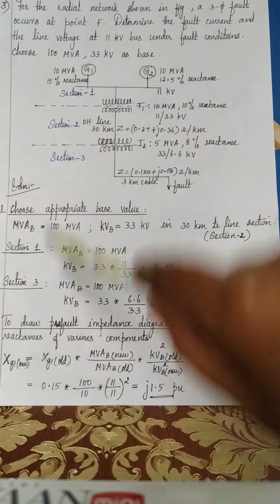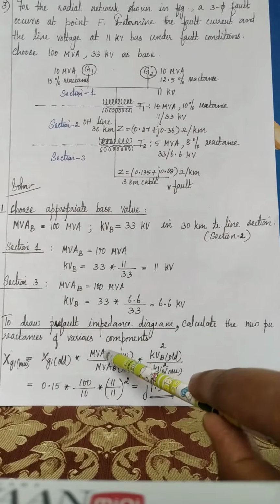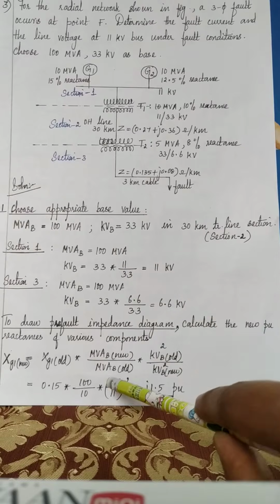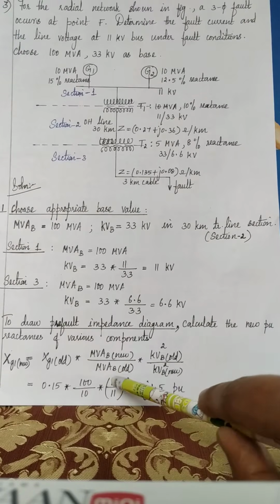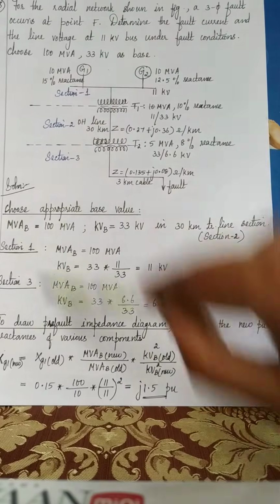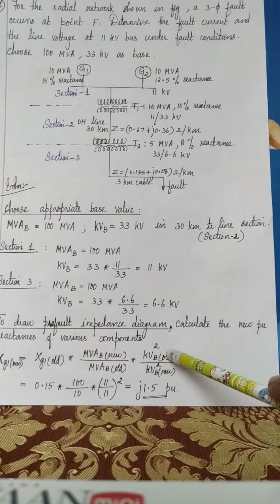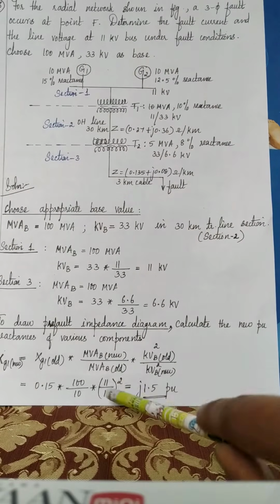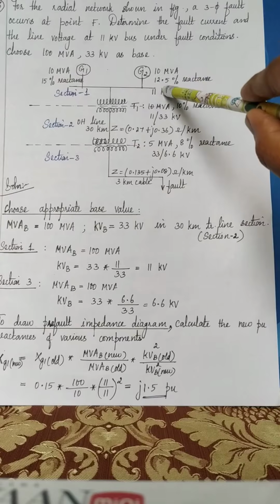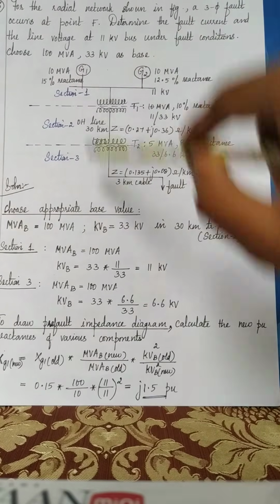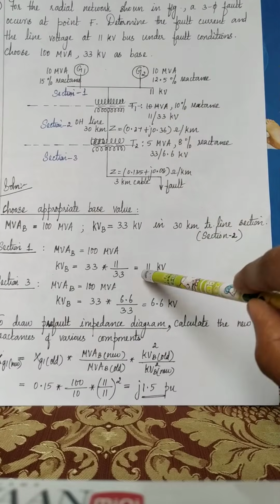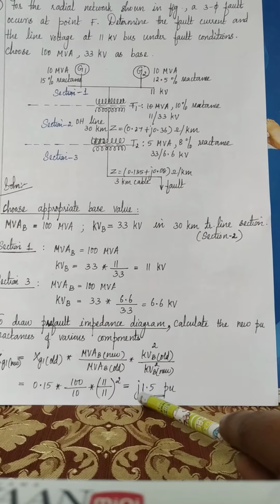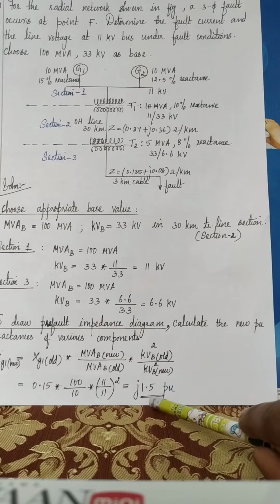So what is Xg1 old? 0.15 into MVAB new in section 1. Generator 1 comes in section 1. 100 divided by, what is generator 1's old MVAB? 10, into, what is the KVB old of generator 1? 11, because it is connected to the 11 kV bus. So the generator rating is also 11 kV, divided by, what is KVB new in section 1? 11. Okay. So you will get Xg1 new is equal to j1.5 per unit.